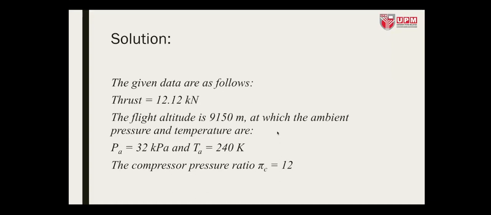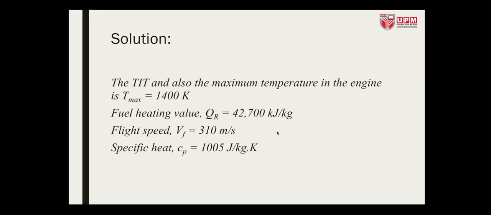And the flight altitude is 9,150, at which the ambient pressure and temperature are also given: 32 kilopascal for the pressure, and TA is equal to 240 degrees Kelvin. The compressor ratio, pi C, is equal to 12, being given. And the turbine inlet temperature is also given. The maximum temperature in the engine is 1,400 degrees Kelvin. The fuel heating value is 42,700 kilojoule per kilogram.